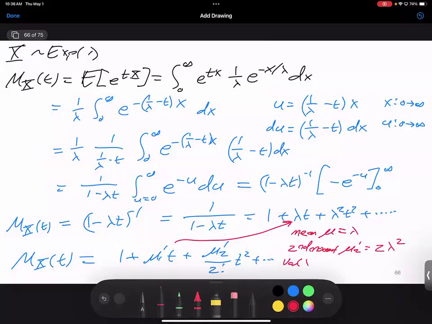So the variance of x is the expected value of x squared minus the square of the expected value. All right, so we have 2 lambda squared minus lambda squared. That's just lambda squared. And so the standard deviation of x is just lambda. So because we know the moment generating function, we can just quickly pull off the mean and the standard deviation. They're both lambda. That's nice. Okay, so we know the moment generating function of x.